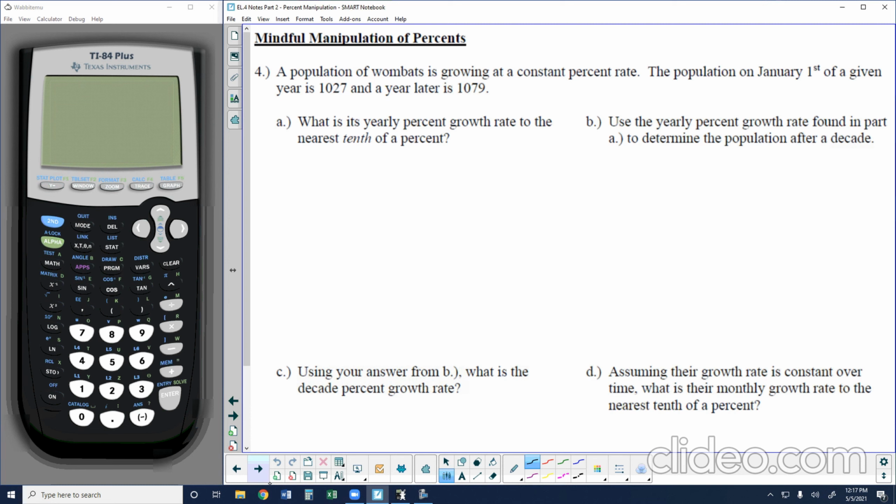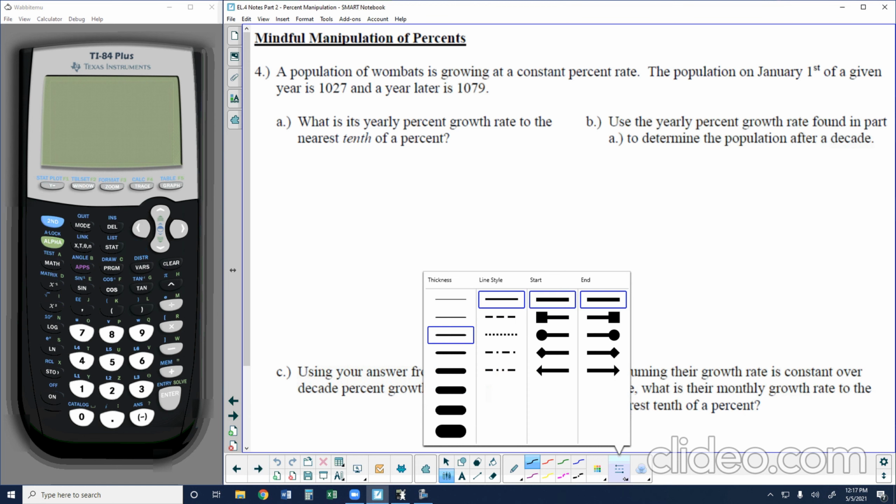Problem number 4 says a population of wombats is growing at a constant percent rate. The population on January 1st of a given year is 1,027, and a year later is 1,079. What is the yearly percent growth rate to the nearest tenth?